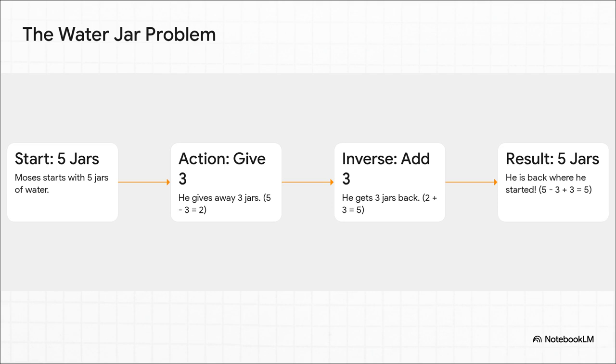Picture this. Moses starts out with 5 jars of water. He gives 3 away, but then, a little later, he gets 3 back. The action is perfectly reversed. He ends up exactly where he began, with 5 jars. The balance is totally restored.